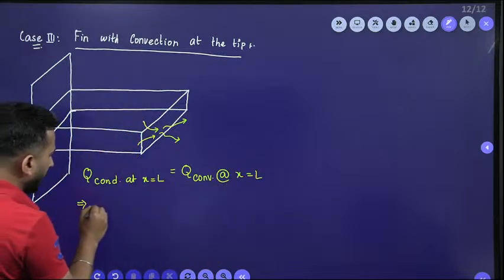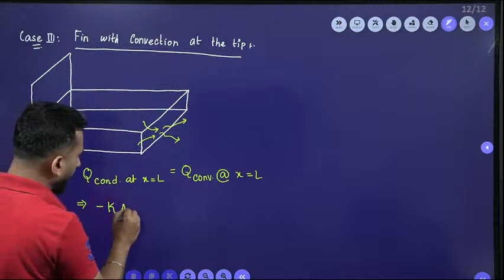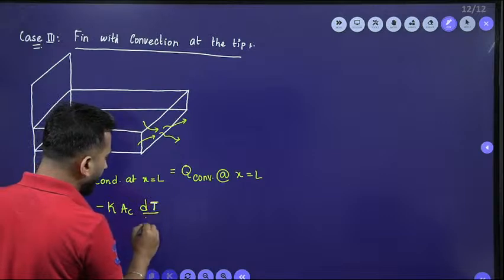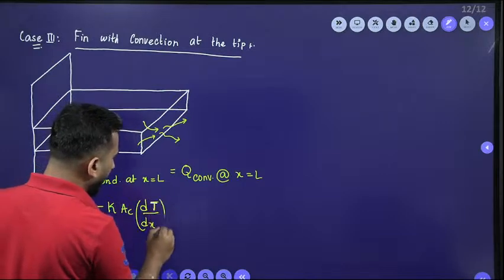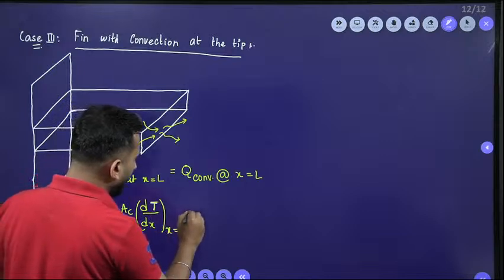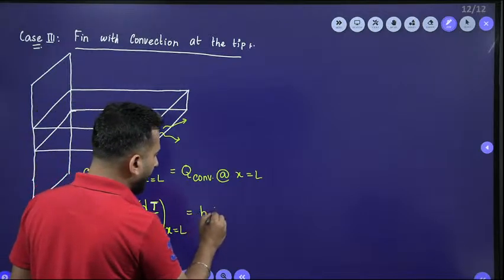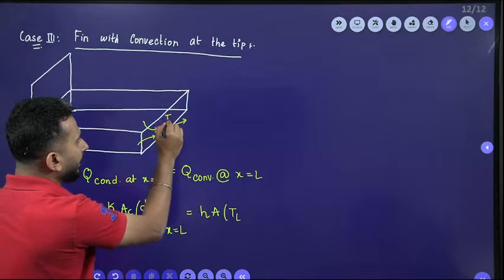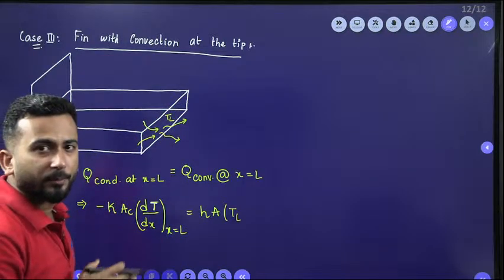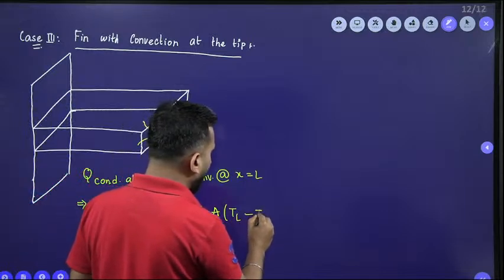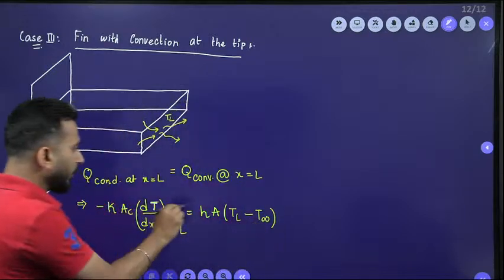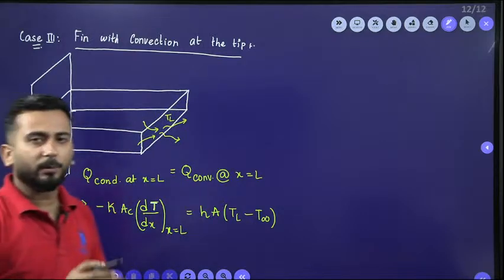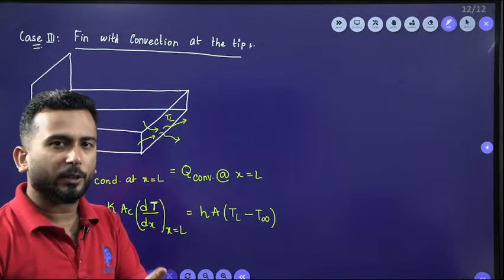What is Q conducted? Minus kA_c dT by dx at x equal to L is equal to, what is the Q convection? hA. Now you have to assume that the temperature at this surface is T_L, so the temperature difference is T_L minus T infinity. If you equate both these heat transfers, then you will arrive at the second boundary condition.